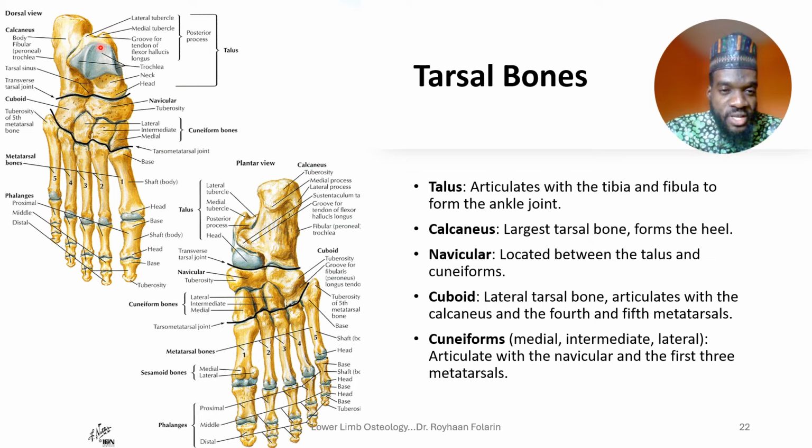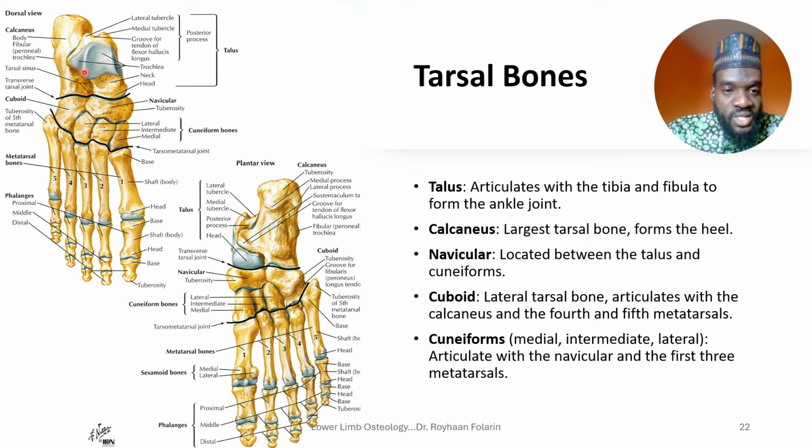We also have a groove for the tendon of the flexor hallucis longus, which helps to flex the big toe, right? It helps to pull it downward. So that groove, that tendon passes through here. So we see this groove. So these three are the posterior processes of the talus.